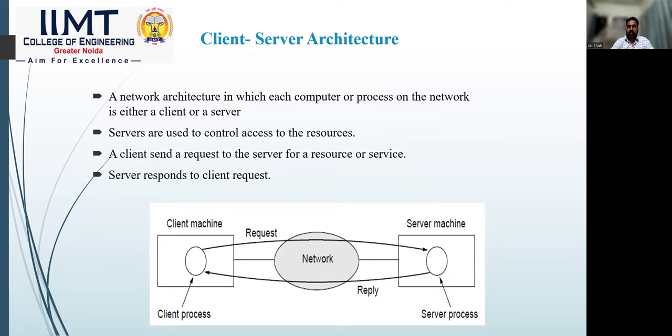Another architecture is the client-server architecture, which is a very important architecture of computer networks. Here, in a network architecture, each computer or process on a network is either a client or a server. The servers are basically used to control the access to the resources available on the network. A client sends a request to the server for a resource or service. The server responds to the client request and makes the information or the resource available to use.